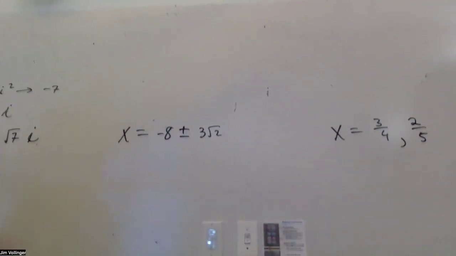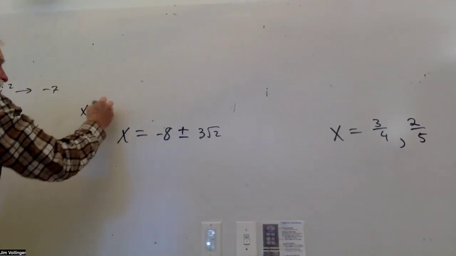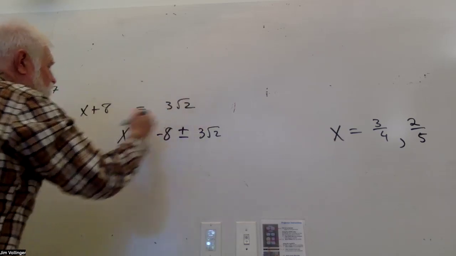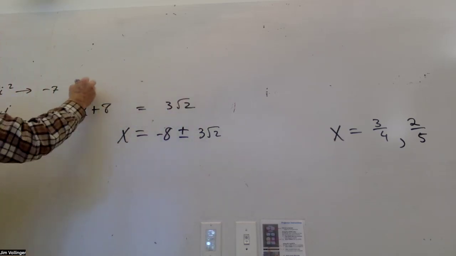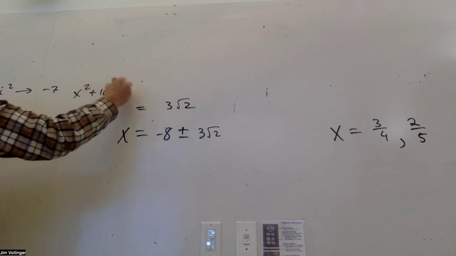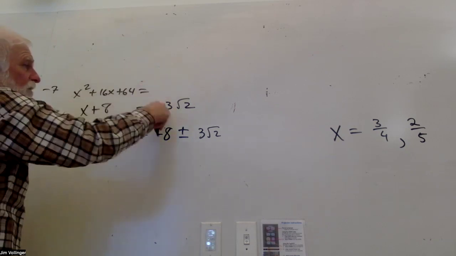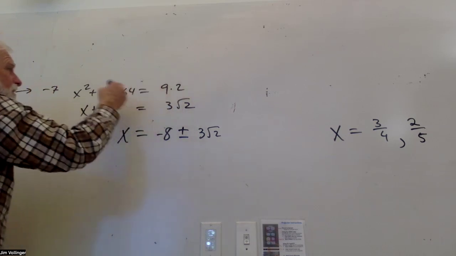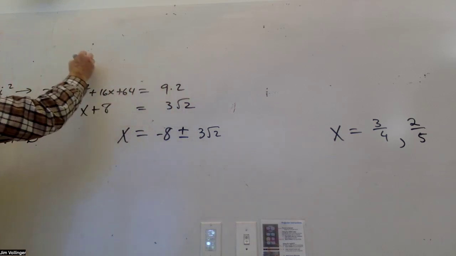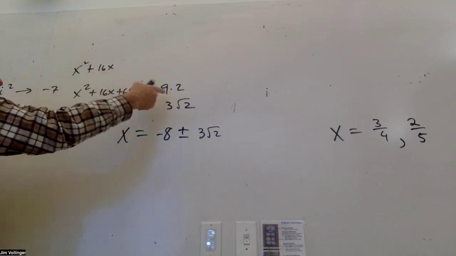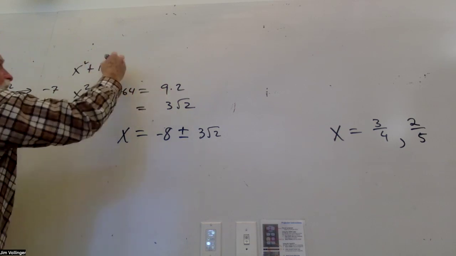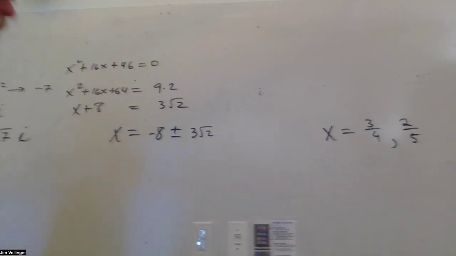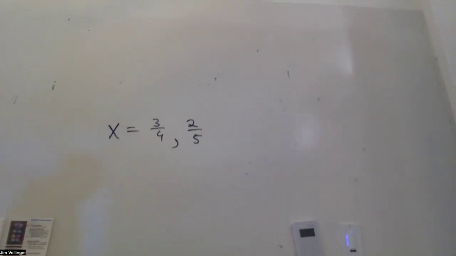Next one, x plus 8 equals plus minus 3 root 2. Square both sides. X squared plus 16x plus 64 is equal to, got to square this, so that's a 9. Got to square that, that's a 2. So that's 18. So x squared plus 16x, take 18 away, so that's 46 equals 0. And the last one is a little bit different than the others.